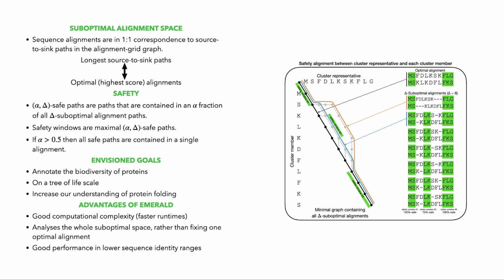So what are the advantages of the tool Emerald? Well, it has a fast runtime, it has a good computational complexity. It analyzes the alignment space with a complexity of n squared, where n is the longer sequence length. And we also analyze the whole suboptimal alignment space rather than fixing one particular optimal alignment, because there might be several different optimal alignments, and also the scoring scheme might not be super accurate as well. And we also have a good performance in lower sequence identity ranges, as we will see in a second.